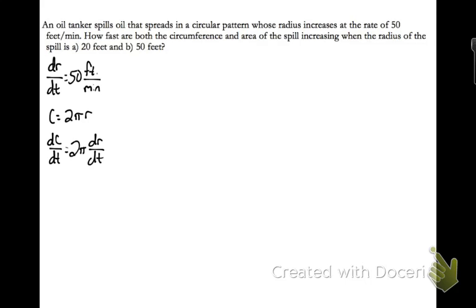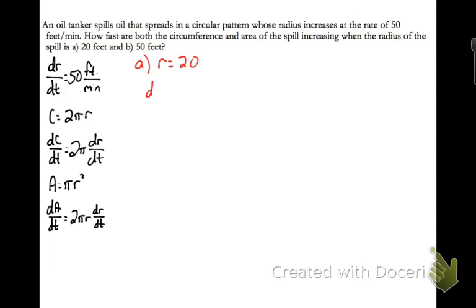We also know that the area of a circle is pi r squared, and this means that dA/dt, when we take the derivative with respect to t, would be 2 pi r times dr/dt. We now have all of our necessary information. In part A, the condition is that r equals 20. That's the radius.